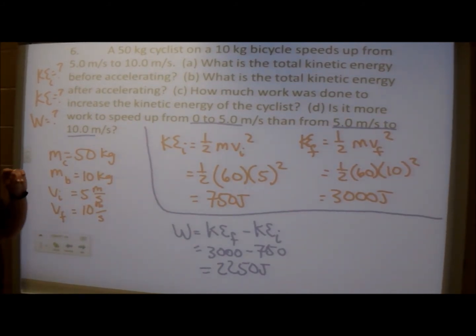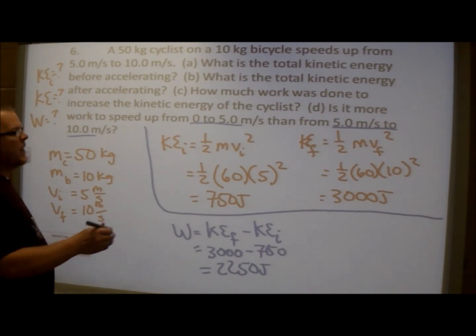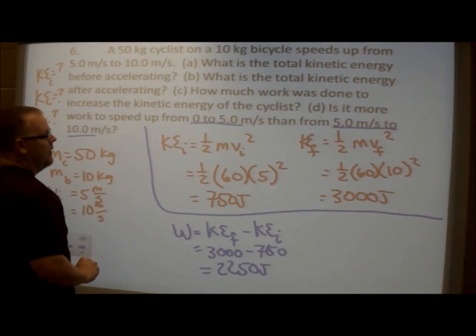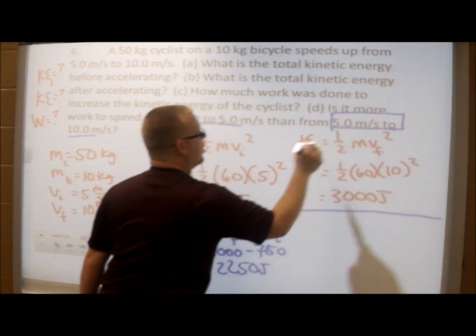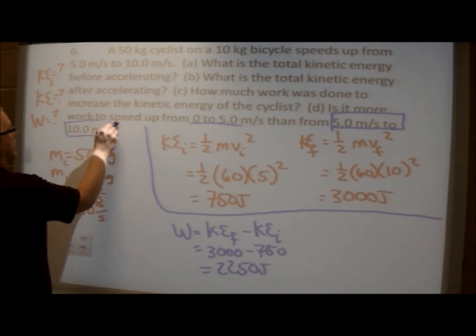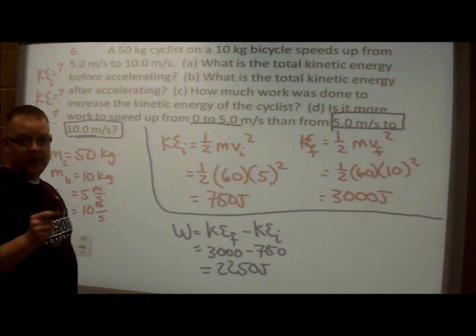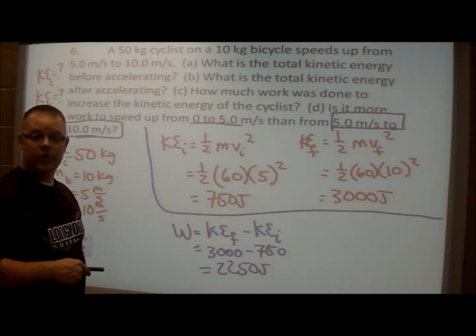Now D says, is it more work to go from 0 to 5 or from 5 to 10? Well, it's only a difference of 5 meters per second. But because I have far more kinetic energy when I'm at 10 than I do at 5, the more work it's going to take when I'm going from 5 to 10. So that's D. We've worked 1 through 6. Check back, and we will give you 7 through 9. Take care.